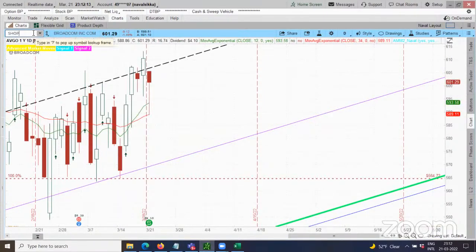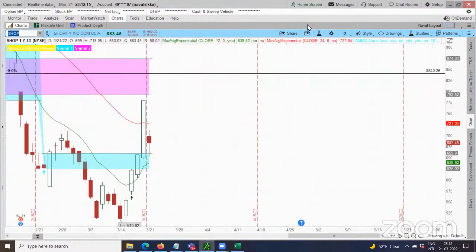Shop. As I said yesterday, shop will come down crashing, and it did come down crashing. It came to the 650 area. I think if it holds 638, it should be okay. If it breaks below 638, it could be really, really bad.